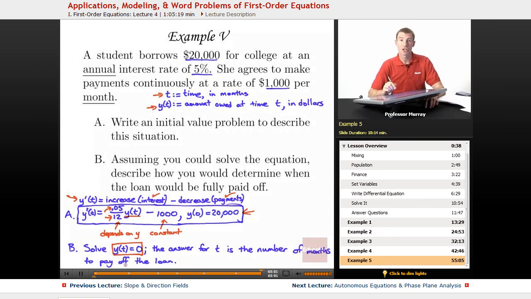So that's the end of our lecture on applications, which is also known as modeling and is also known as word problems. Any of those three different phrases. They all kind of mean the same thing in the context of differential equations.